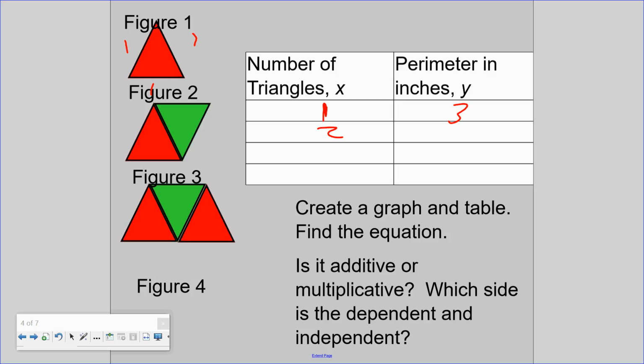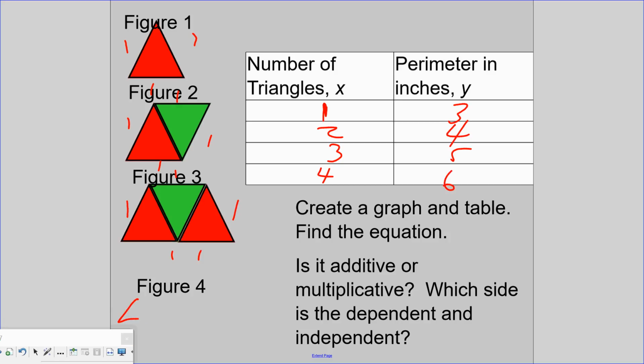Figure 2 has 2 triangles. 1 inch plus 1 inch plus 1 inch plus 1 inch is 4 inches. Before somebody says, but what about the inches here? Again, perimeter is the distance around a figure. Figure 3, 1, 1, 1, 1, 1. Figure 3 has a perimeter of 5 inches. Figure 4 has a perimeter, let's make an estimation, of 6. If I had to draw this, 1, 2, 3, 4, it would be 1, 1, 1, 1, 1, 1.